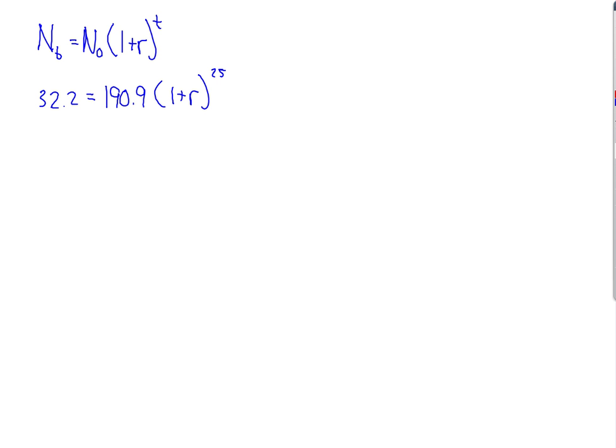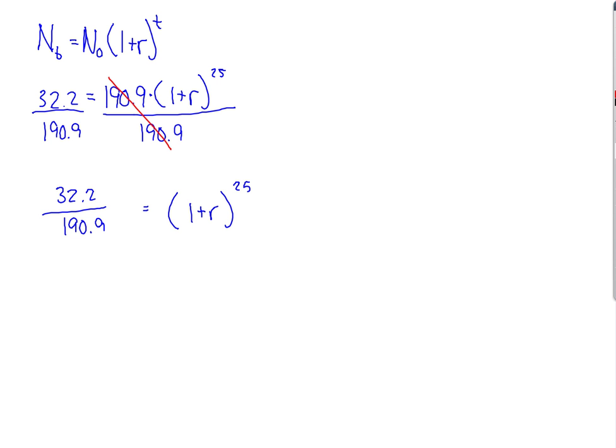So the first thing we want to do is try to get that r value by itself. Right now we have 190.9 times that quantity. So to do the opposite of that, we are going to divide. On the right side, those 190.9s are going to cancel. On the left side, let's just go ahead and leave that as a fraction for now. The next thing we need to do is get rid of that 25th power. So that means we need to take the 25th root of both sides. Because it is an odd number, we do not have to do plus or minus.